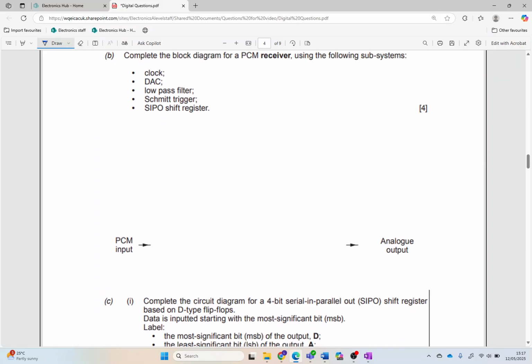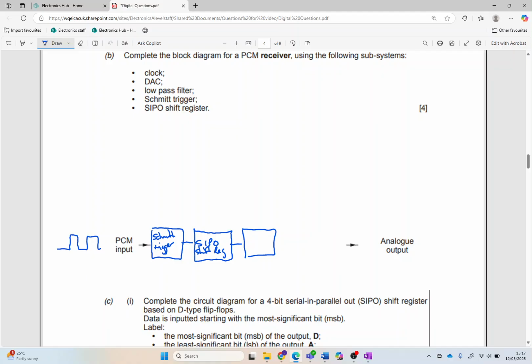Right, okay, let's draw our PCM receiver. So let's think about how we're going to draw this. So first of all, we've got a series of pulses coming in series, like so, but they won't be really nice like that, so we might want to tidy them up. So first of all, we're going to put that through a Schmitt trigger gate. Then we need to convert them from series to parallel, so that we can send them to our digital to analog converter.